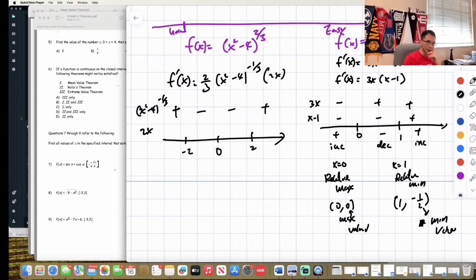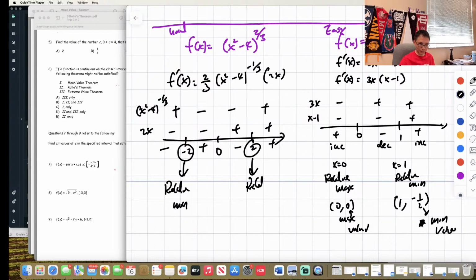Yeah, thank you. The reason is that if you plug in negative 3, squared that's 9, minus 4 is 5, to the negative 1/3. If you plug in something less than that, it's going to give you negative values. Jing, do you understand? Now, the last one is going to be negative, negative, positive, positive. So it's positive, negative, positive, negative. So at negative 2 is a relative min. And this is a relative max.